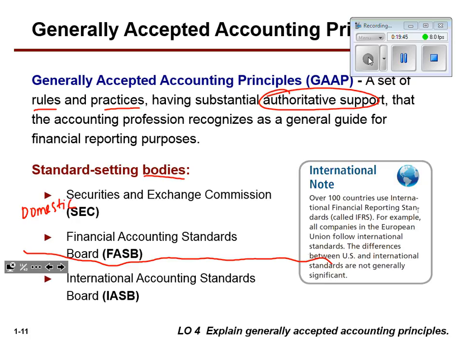And then we have the International Accounting Standards Board. That's on more of the worldwide or international scale. So the SEC and the Financial Accounting Standards Board, or FASB, more domestic, whereas the International Accounting Standards Board is more of the worldwide. There is the international note.